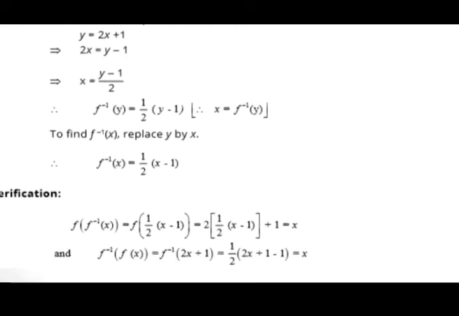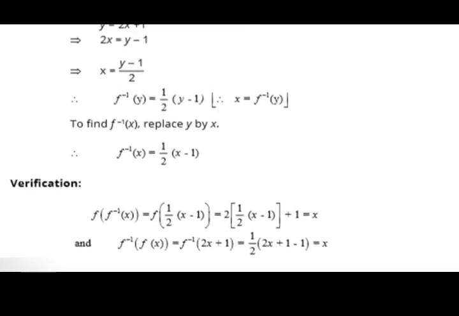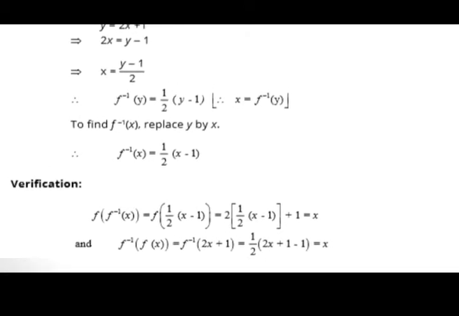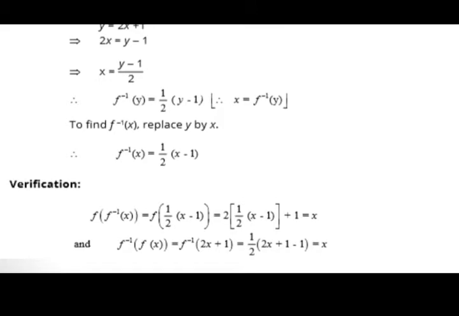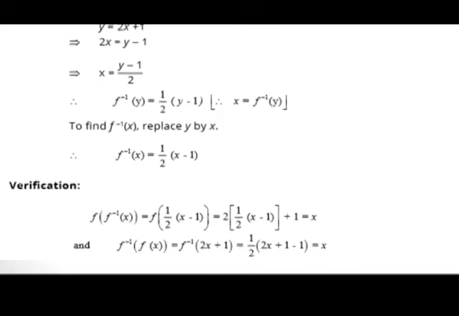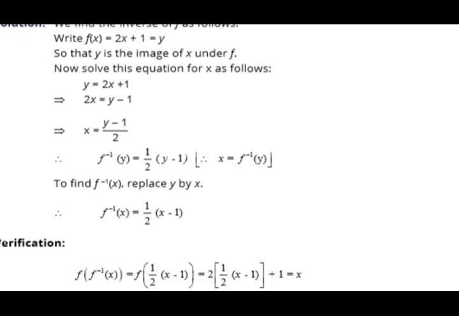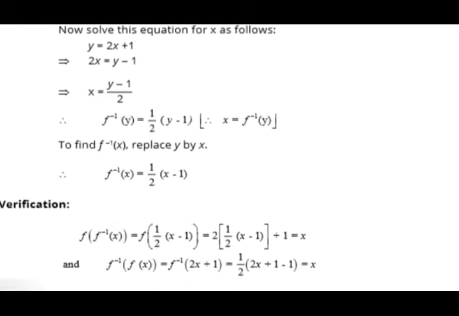Then we change the variable. In place of y we write x. f inverse of x is equal to 1 over 2 times x minus 1, and this is the inverse. Now verification: we verify it by the original function and the inverse through their composition.